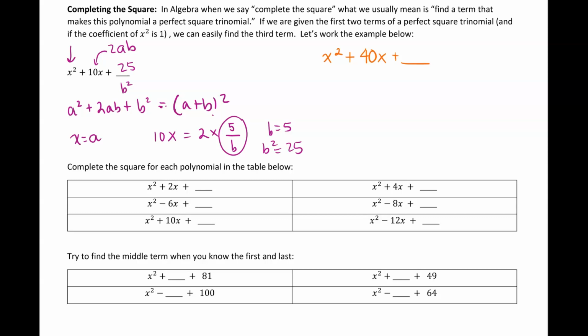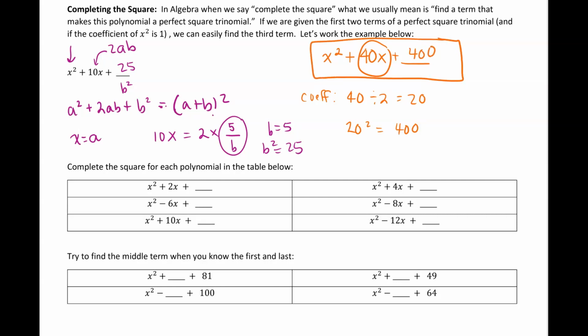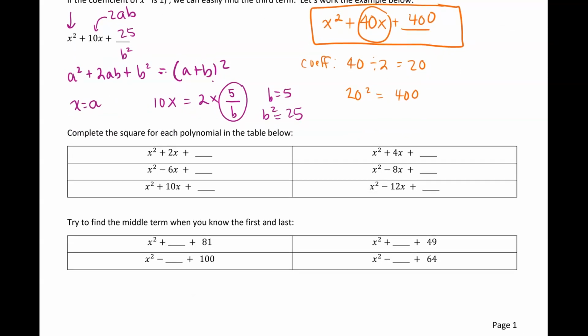All right, so if our goal is to complete the square, take this middle term, just drop the x, let's just take the coefficient and divide it by 2, so it gives us 20, and then square that number. So 20 squared is 400. So this would be a perfect square. All right, so let's work these out real fast and then we'll be done with this first video.